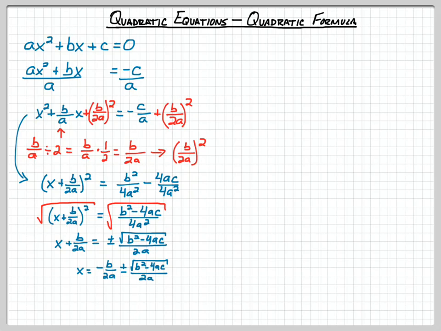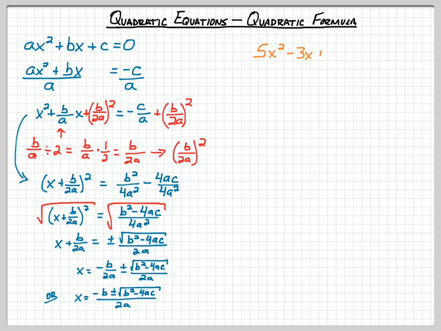Or you might also know it as one big fraction, which is negative b plus or minus the square root of b squared minus 4ac, over 2a. All right, so that's our quadratic formula. Let's see it in action. Let's see what we actually do with this.